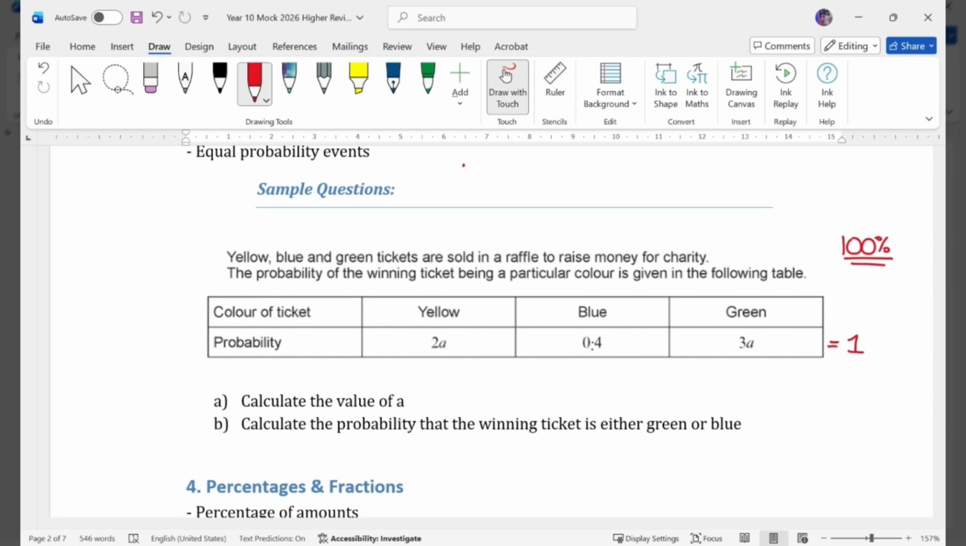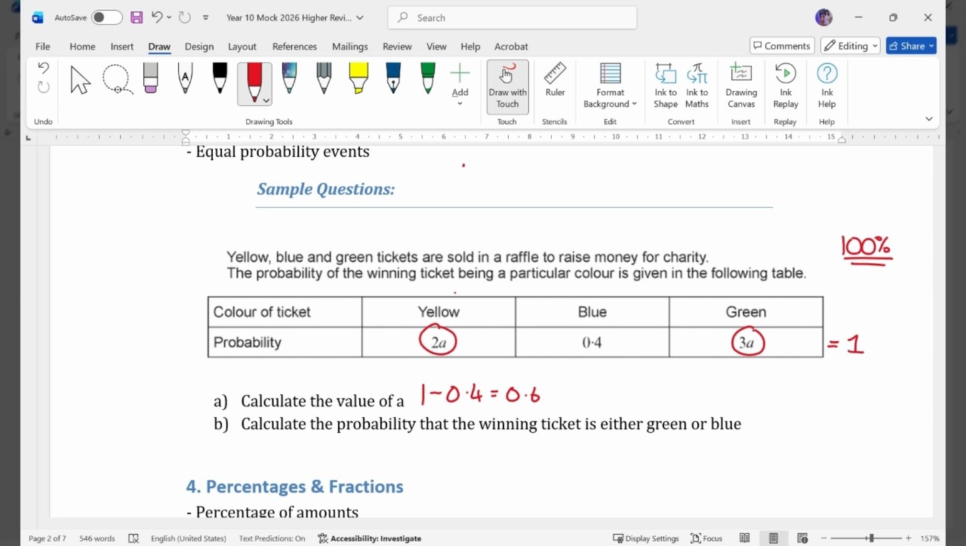I already know that blue is 0.4, right? So for the other two, if I take 0.4 away from 1, I get 0.6. So this one and this one need to add up to 0.6. Now, I imagine the question you might get, although again, I haven't looked at it, may just say they're the same. Yellow and green are the same. So you just half 0.6 and put 0.3 in there, 0.3 in there, right?